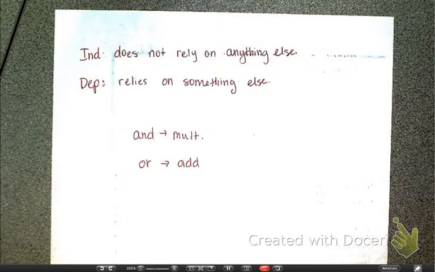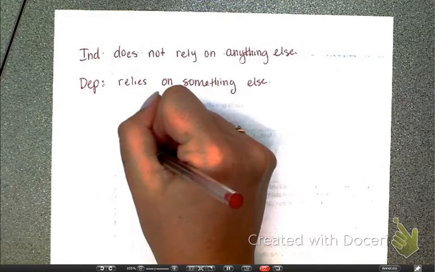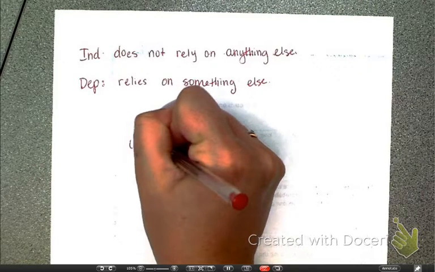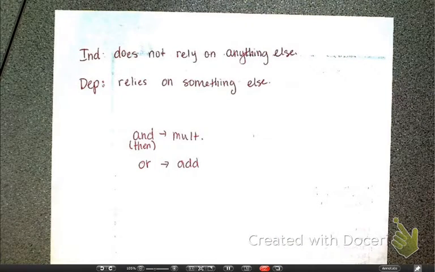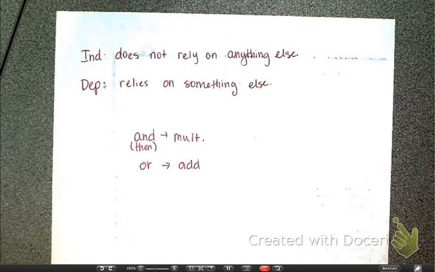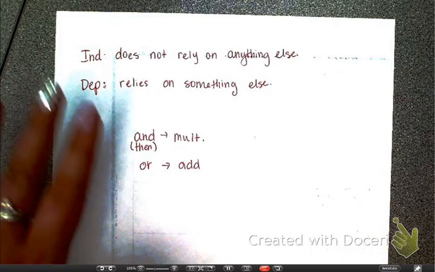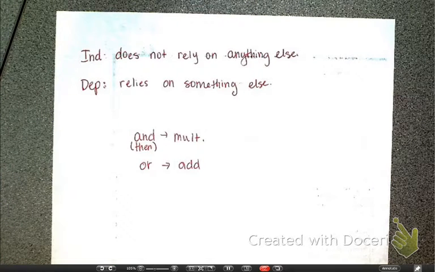Okay, so if you see the word and, you're going to multiply. If you see the word or, you're going to add. Now, you may see then, like pulling a 2, then a 7. That is also going to constitute an and. Okay? Yes? Why do you multiply when you and?